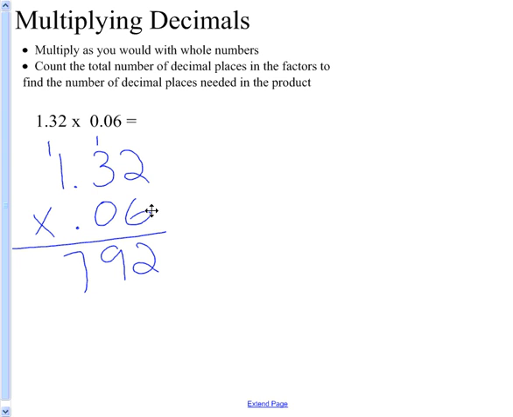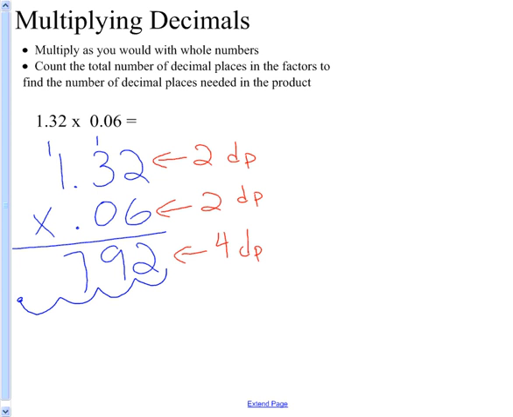And now I'm going to count the number of decimal places I have in each of my factors. My factors are 1.32. There are 2 decimal places here. 0.06. There are 2 decimal places here. That means the total number of decimal places I need in my answer, or my product here, is 4 decimal places. So starting from the right of 2, I count over 4 decimal places. That's 1, 2, 3, and I need to add an extra space there to get 4 decimal places. So my final answer is 0.0792. Notice that in my final answer, I have 4 decimal places.